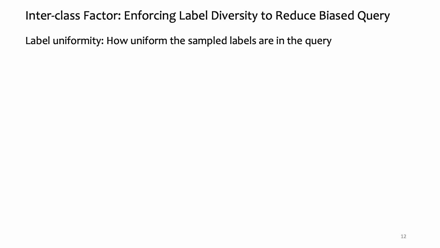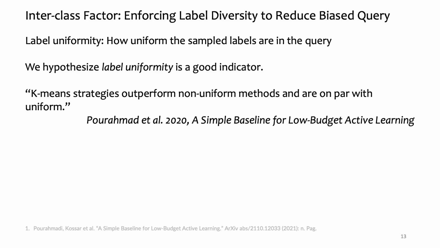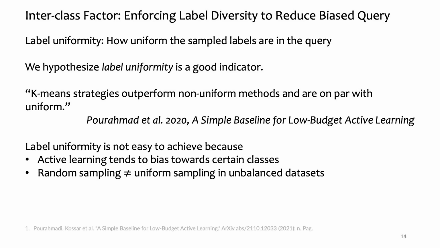Again, label uniformity refers to whether the selection of samples from each class is evenly distributed in the query. We hypothesize label uniformity is a good indicator. This argument is supported by Poramod et al. 2020. The authors claimed uniform methods generally outperform non-uniform methods. When selecting the initial query, even a simple k-means technique can outperform recent active learning methods because it tends to select a more uniform distribution.